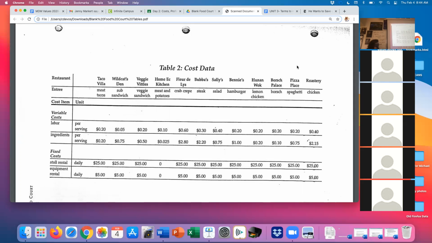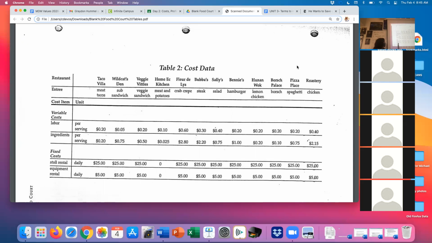Look at your screen, this stall rental is $25 for every single restaurant except the home ec kitchen. They're our classmates. That's a home economics department here. One of the perks that they get is they don't have to pay for the stall. Every other restaurant has that same daily cost of $25. That's their daily rental.